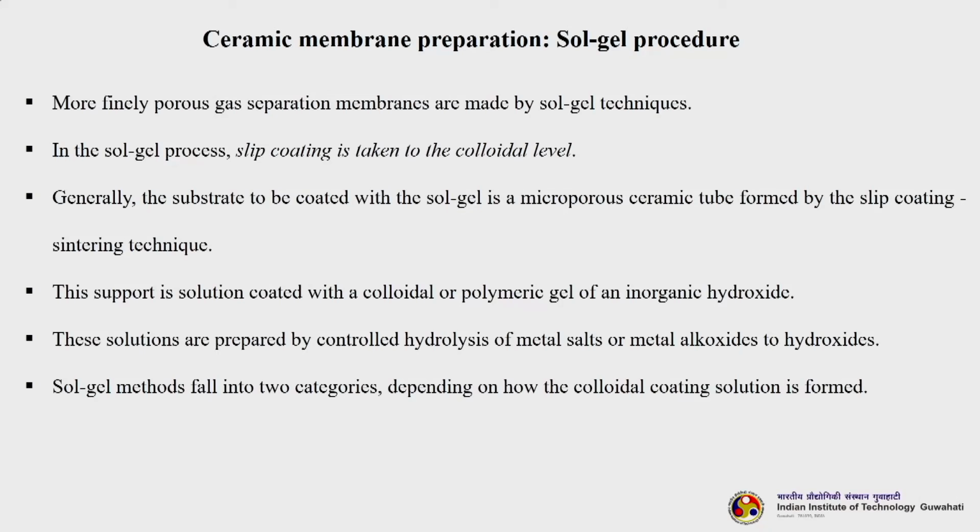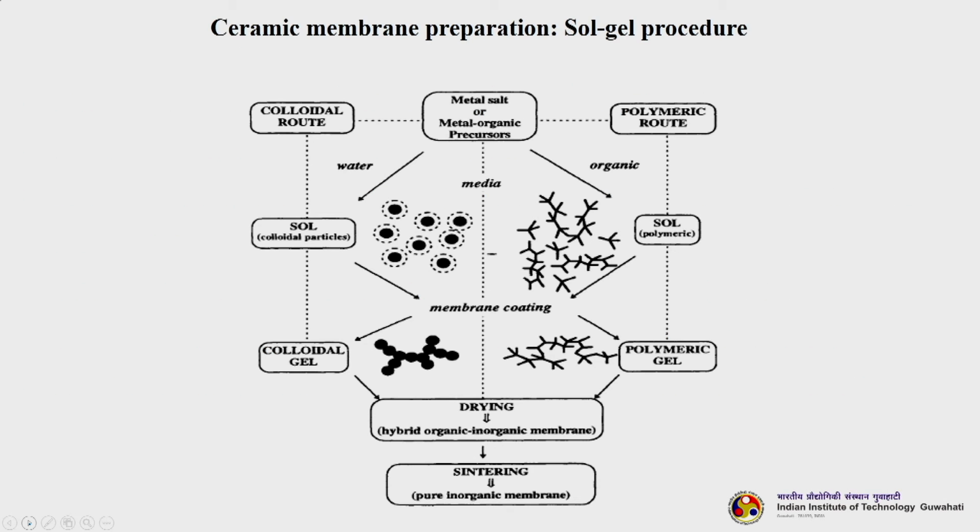Okay. So, what is happening when you are going for a sol gel procedure, you already have a tubular ceramic membrane which are prepared by the slip coating methodology. Now, further you are going to densify it. The support in solution is coated with a colloidal or polymeric gel of an inorganic hydroxide. These solutions are prepared by controlled hydrolysis of metal salts or metal alkoxides or hydroxides. Sol gel methods fall into two categories depending upon how the colloidal coating solution is formed. Okay. The usual route we have discussed, the colloidal route and the polymeric gel route.